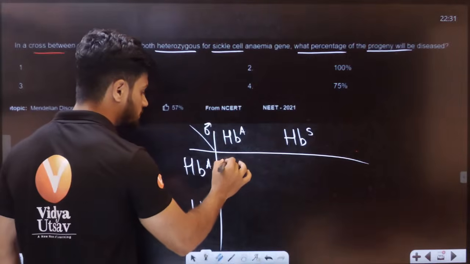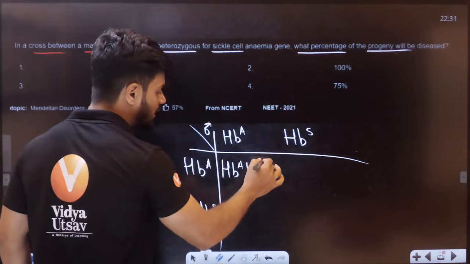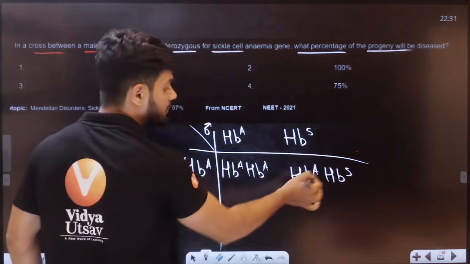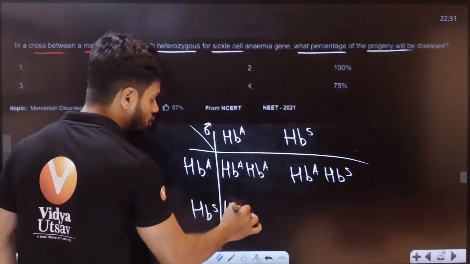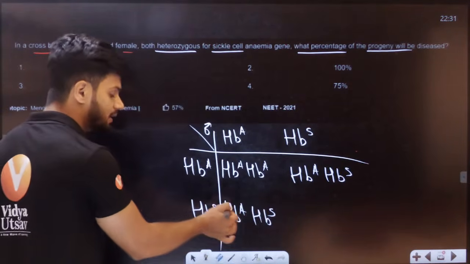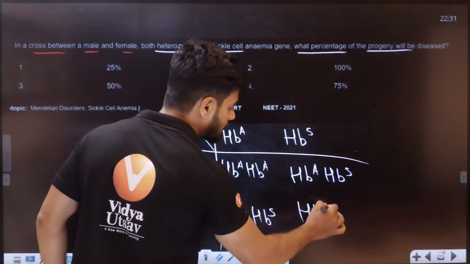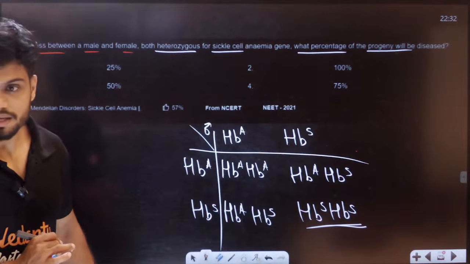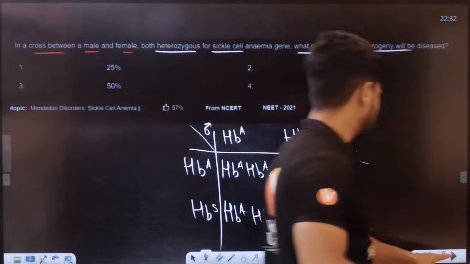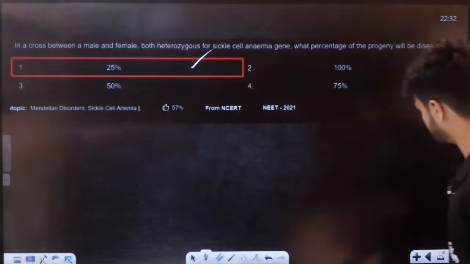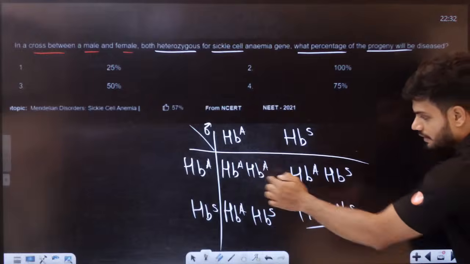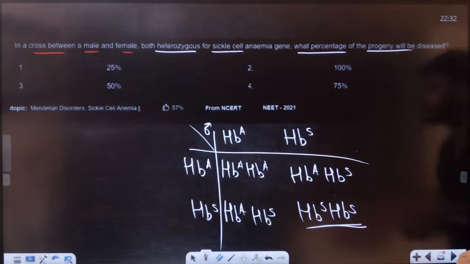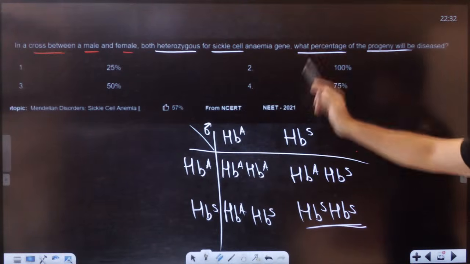Let's do the cross, students. One child will be HbA HbA, normal. One child will be a carrier, one more child will again be a carrier, but one child, HbS HbS, is going to be sickle cell anemia. So the answer is 25%. The entire thing is 100%: 25, 25, 25, 25. 50% are carrier, 25% are normal, 25% are sickle cell anemia.